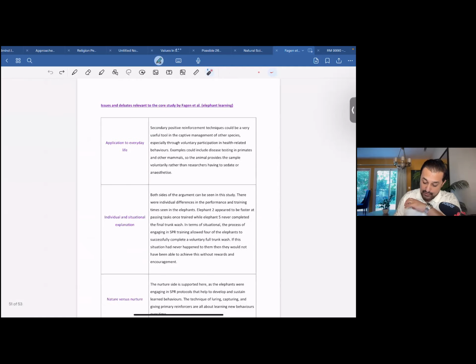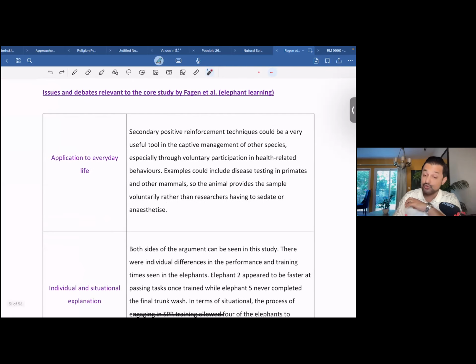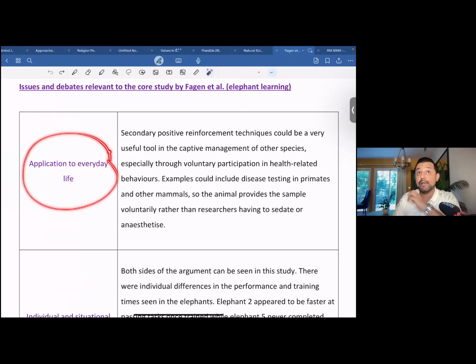Now, starting with the first issue and debate, the application of psychology to everyday life. Remember, there were secondary positive reinforcement techniques that were used. This is a very useful technique because if you're using it, you do not really have to use sedatives or anesthesia for a particular test to be conducted on animals. You could encourage participants, in this case animals, to voluntarily participate in health related behaviors.